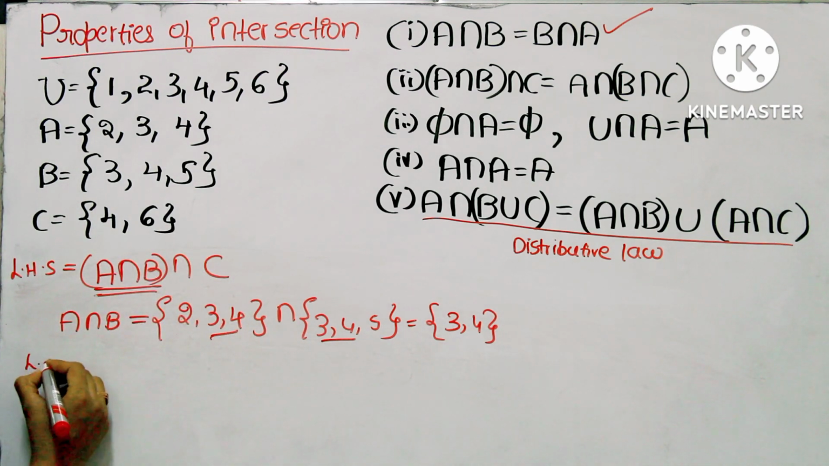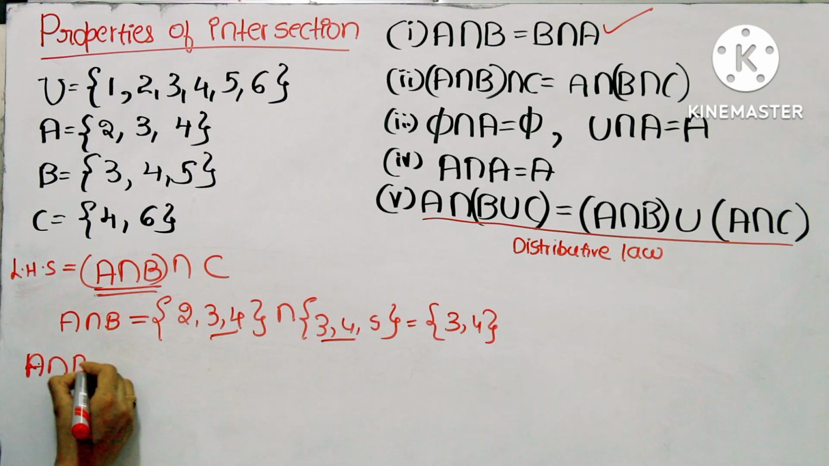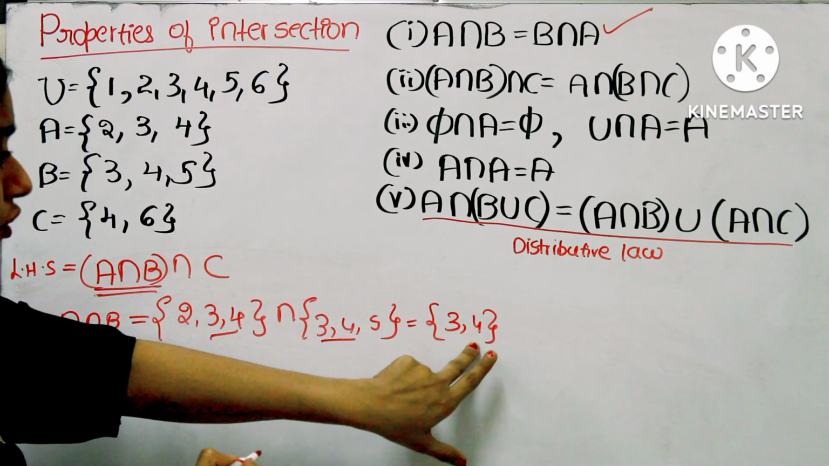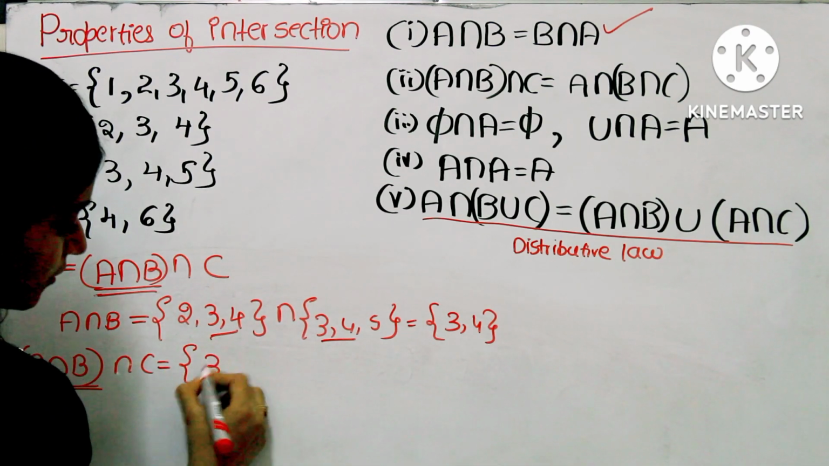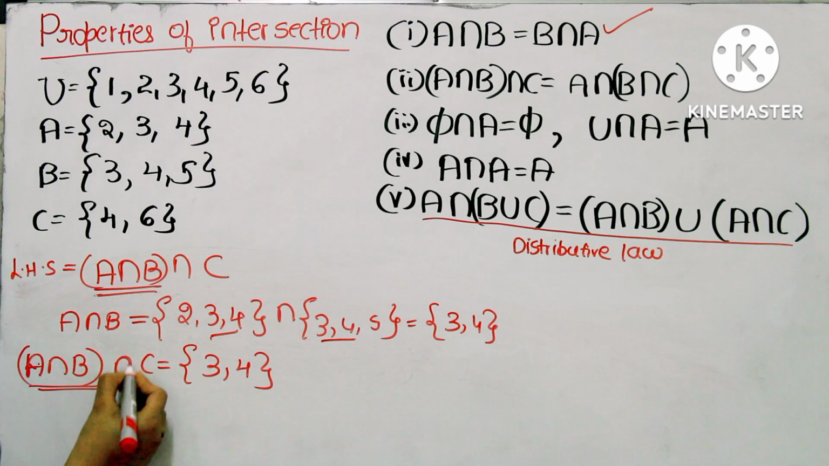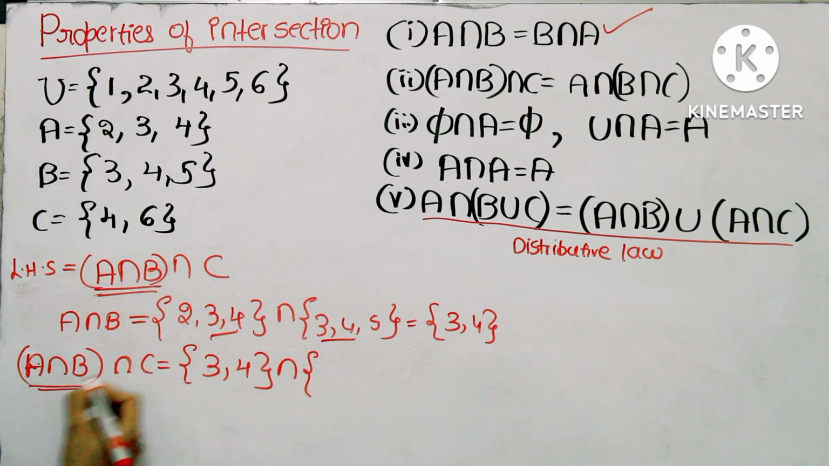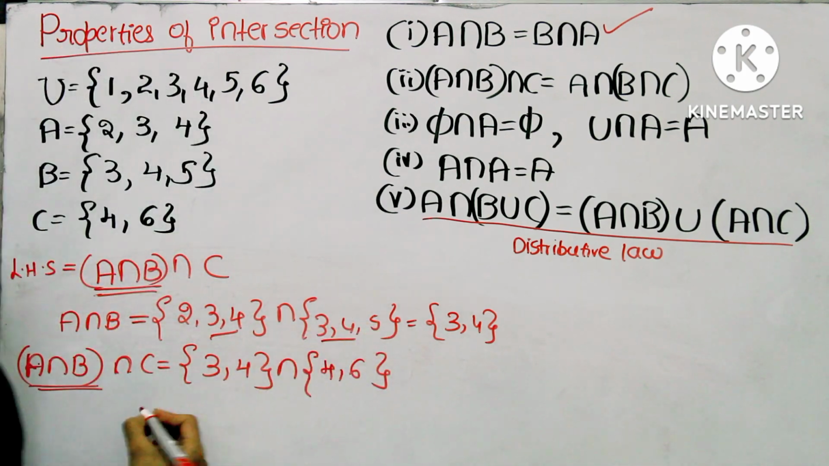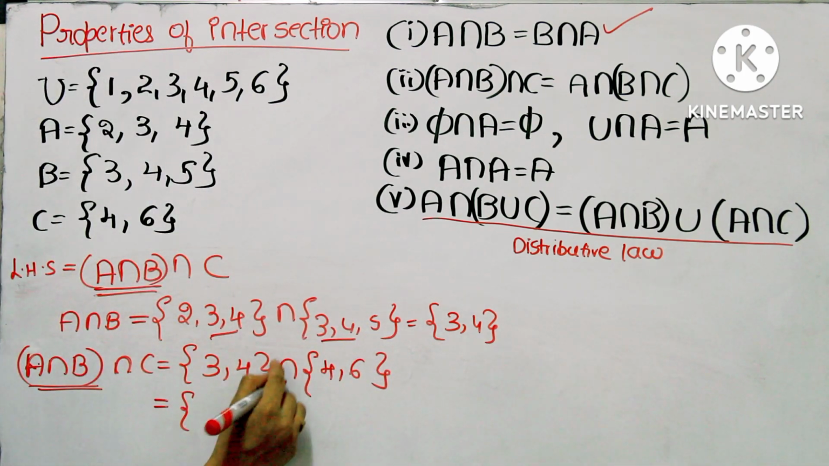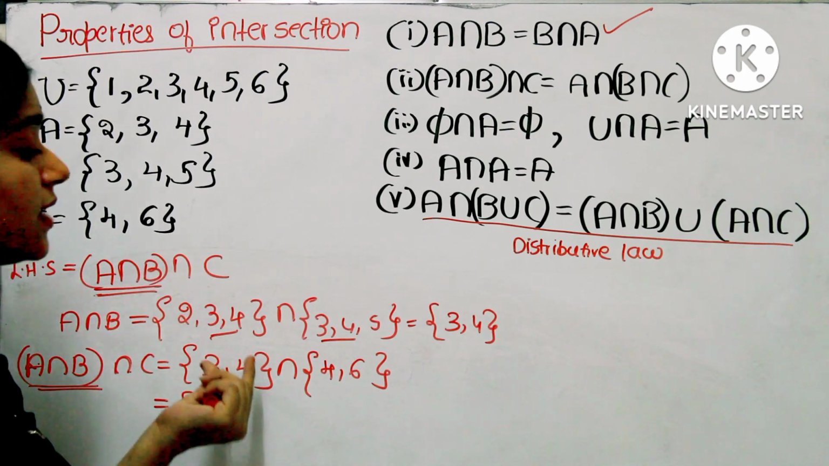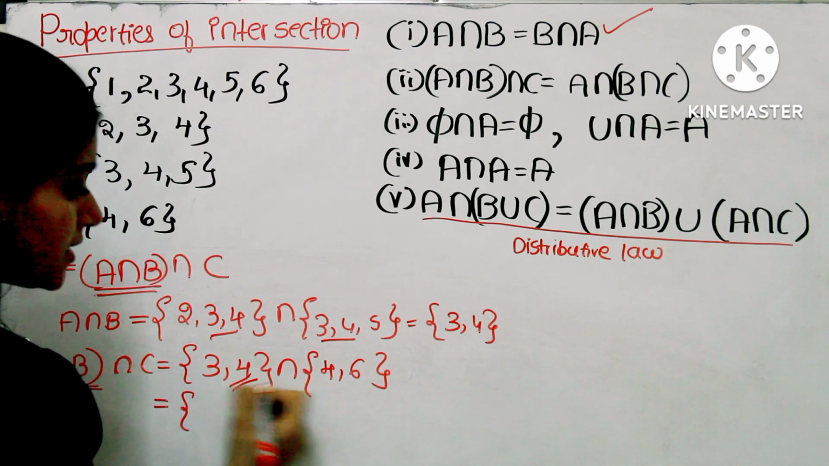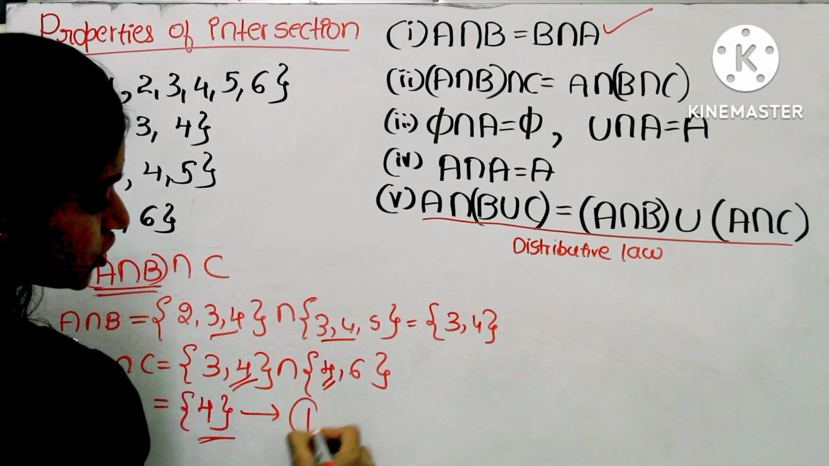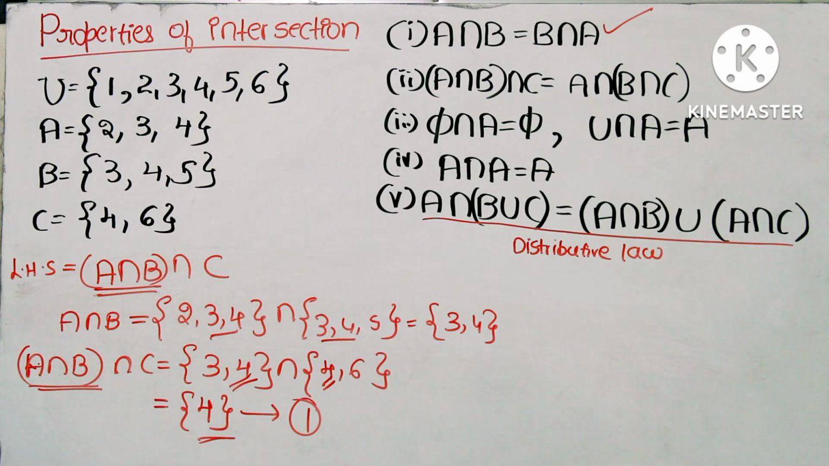Next we have to find (A intersection B) intersection C. So what is LHS? (A intersection B) intersection C. A intersection B we got as 3, 4, and put intersection as it is. Then what is the set C? 4 and 6. Which one is common? This is intersection, so again you have to find the elements which are in both. 4 is in both sets, so you write 4. Take this as equation 1.